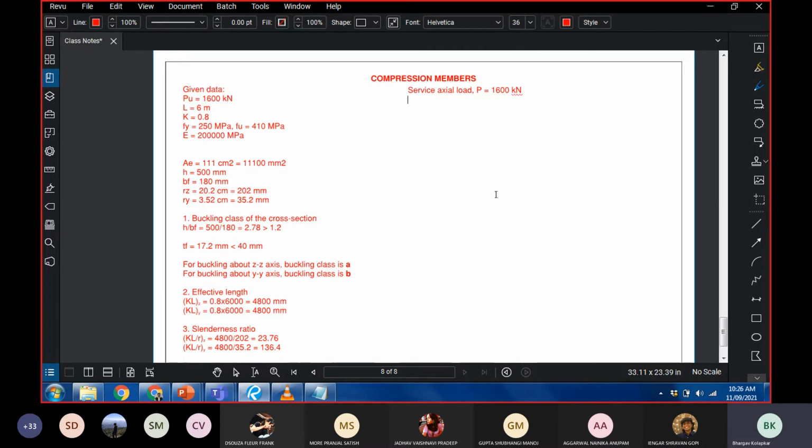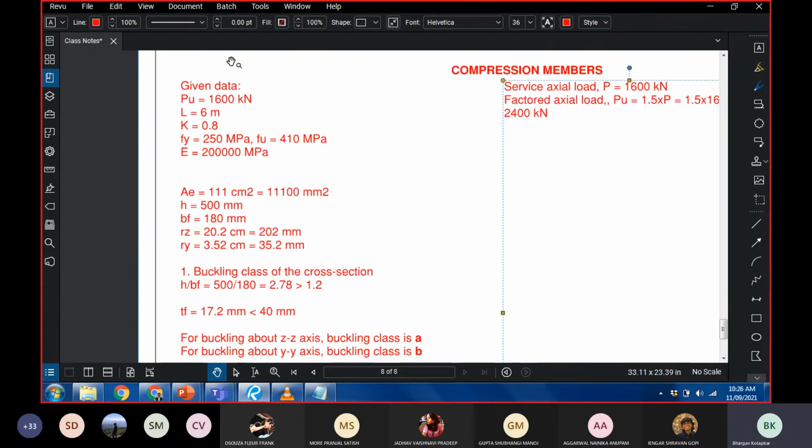The first step would be to find the factored axial load, or the ultimate axial load, or the design axial load. The factored axial load, which is denoted by say PU, is equal to 1.5 times P. So this would be 1.5 times 1600, which will be 2400 kilonewton. So you would design your column for 2400 kilonewton had this been a service axial load. If it is a factored axial load, it's already multiplied by 1.5. So this is your design load.